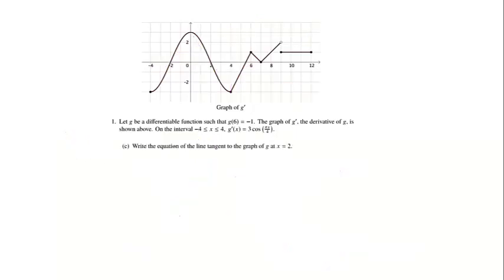Okay, part C: write an equation of the line tangent to the graph of g at x equals 2. So please remember that we need the slope and we need a point.